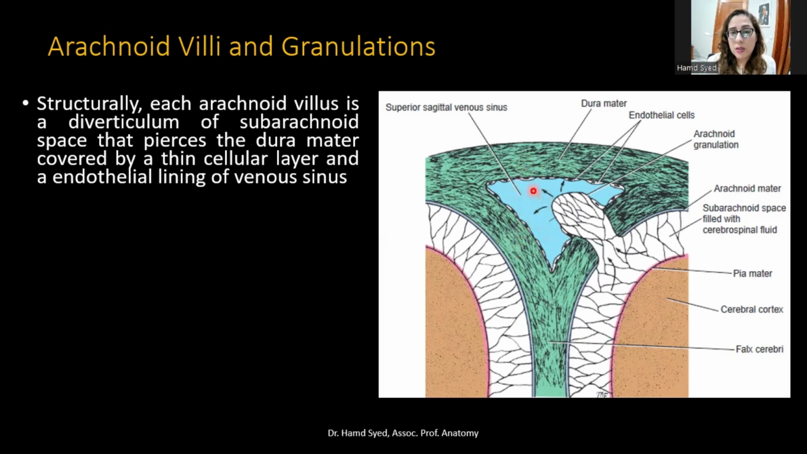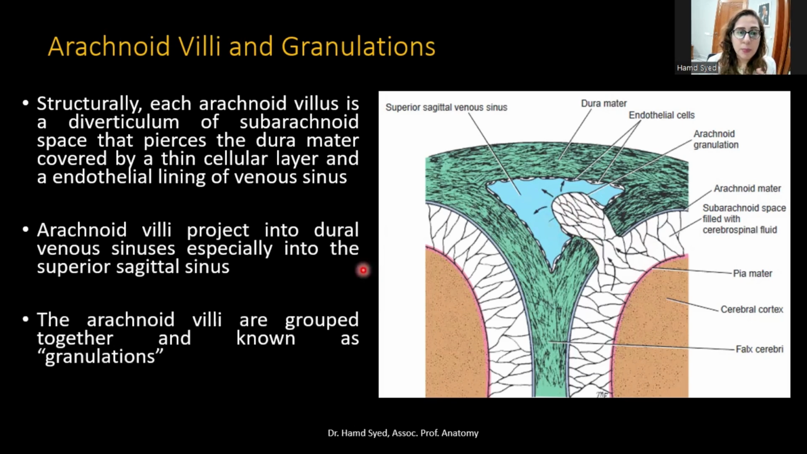So these are the spaces, and you can see this is a coronal section through the superior sagittal venous sinus. And here is the extension of that subarachnoid space, and it's projecting into the venous sinus. And this is a finger-like projection, so that's why it's called a villus, which literally means the shape of a finger. This is an arachnoid villus. Here are the pia mater, the arachnoid mater, and the dura mater. So this subarachnoid space is projecting into the venous sinus. And where there are many arachnoid villi, those bunches of arachnoid villi are known as the granulations.